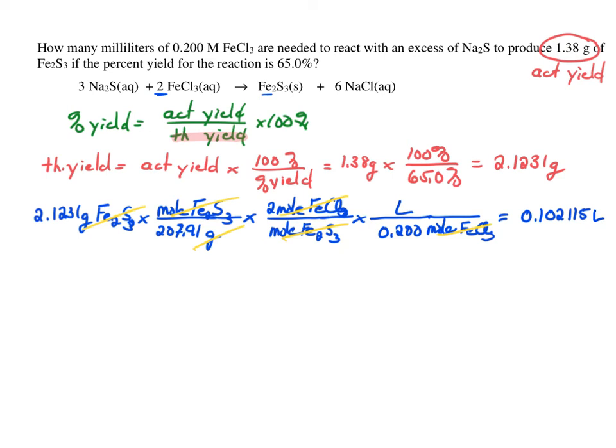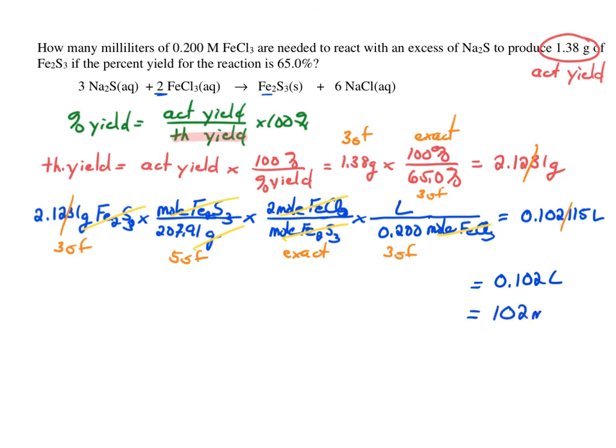We look at all the numbers that go into our final answer. So looking at this, 3 sig figs. The 100% is exact, but this part has 3 sig figs. So it's 3 sig figs here. This has 5. This is exact. This has 3 sig figs. So we have 3 sig figs in our answer. Our final answer is therefore 0.102 liters, or we can write it as milliliters, 102 milliliters.